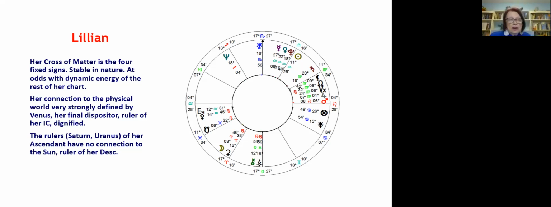Okay, so her cross of matter is the four fixed signs, so she's stable in nature. Yet this is at odds with the dynamic energy of the rest of her chart. She's born under an applying full moon. She's got Moon trine Mars, Sun in a wide conjunction to Pluto. But there's the pragmatic Saturn. Anyway, and she's got Uranus conjunct her midheaven.